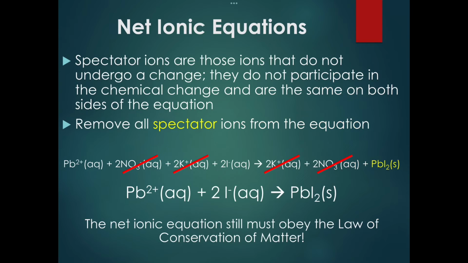All right, so now that we have the total ionic equation, that's the one we made in the last one, we are going to cancel out our spectator ions. Spectator ions are ions that do not undergo a change. They're going to show up exactly the same on both sides of the equation. So here we have 2 nitrates and 2 nitrates. Those are going to get canceled out because they are exactly the same on both sides of the equation.